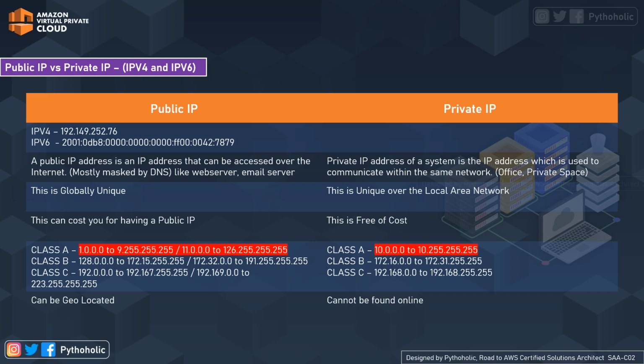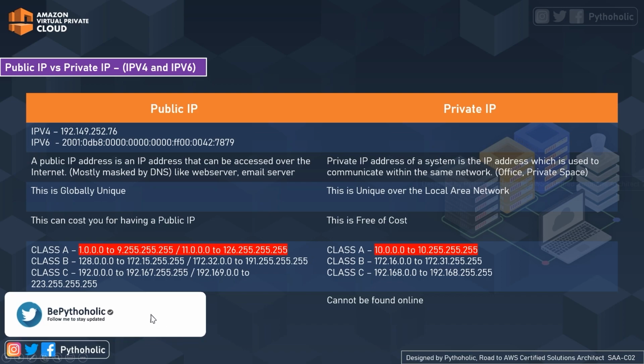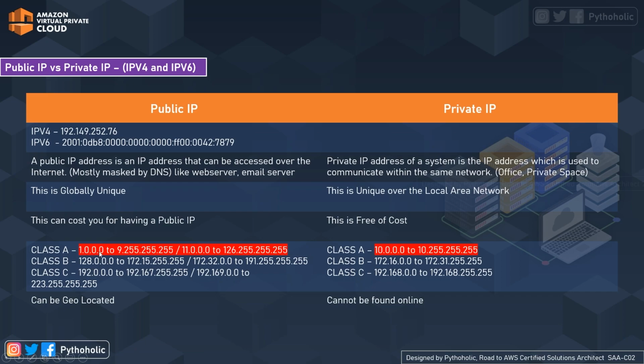And these are the classes of IP ranges that we have for both the public and private IPs. So if you see here, we have for the public IP, class A, class B and class C. So the class A starts from 1.0.0.0 to 9.255.255.255, and that ranges to 11.0.0.0 to 126.255.255.255. And public IPs can be geographically located, means you can go over the internet and find from where the IP has come from and who is the host, unless it is secured. But private IPs are private and you cannot find them online. Okay.